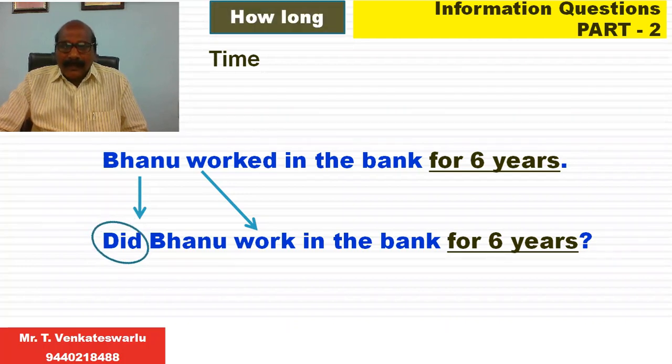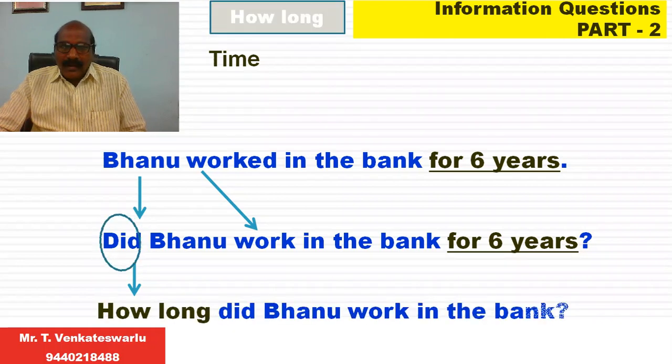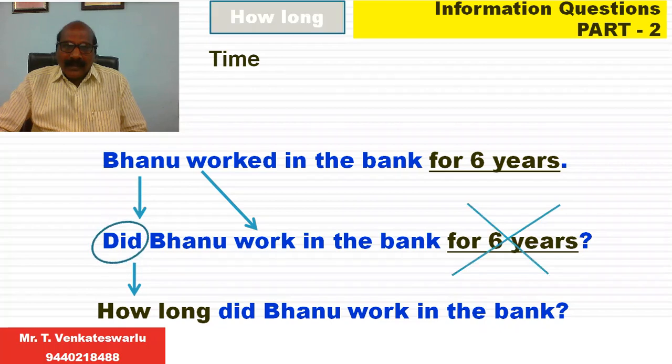And the underlined part, for 6 years, refers to some time. So use how long at the beginning. How long did Banu work in the bank? And the underlined part is deleted.